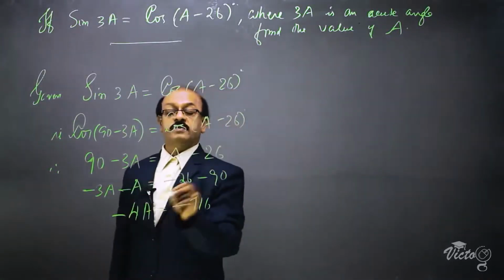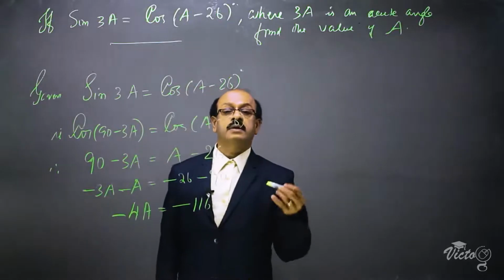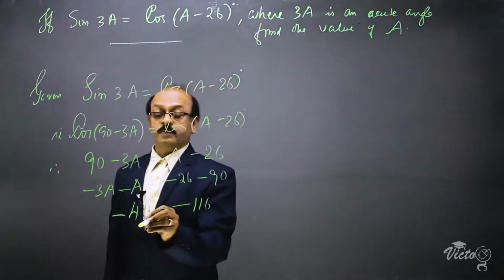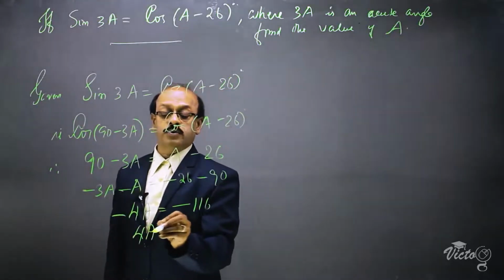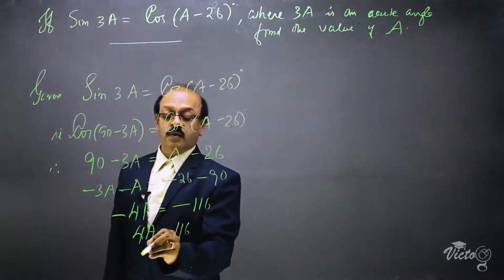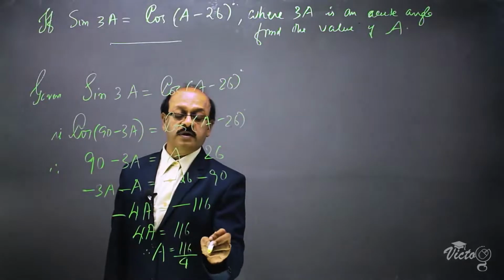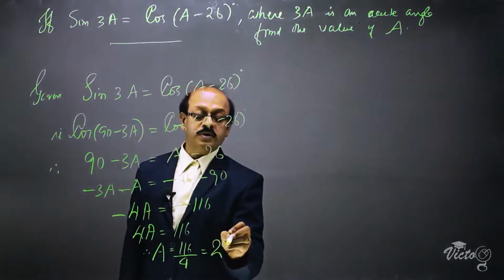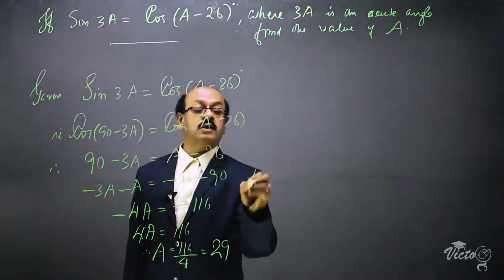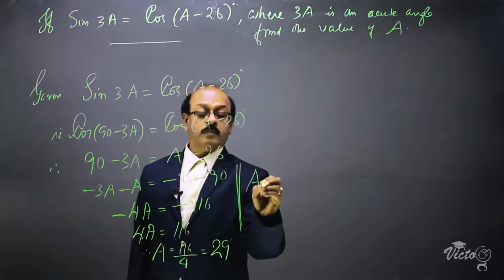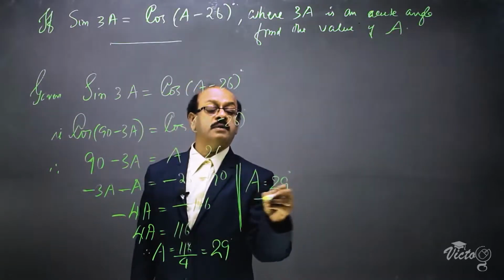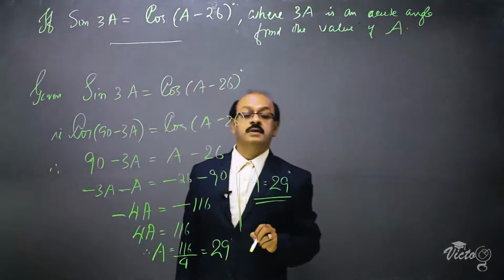Therefore, negative sign can be cancelled. Minus, minus get cancelled. That means 4A is equal to 116. Therefore, A is equal to 116 by 4, it is 29 degree. The value of A is equal to 29 degrees. The answer: the value of angle A is equal to 29.